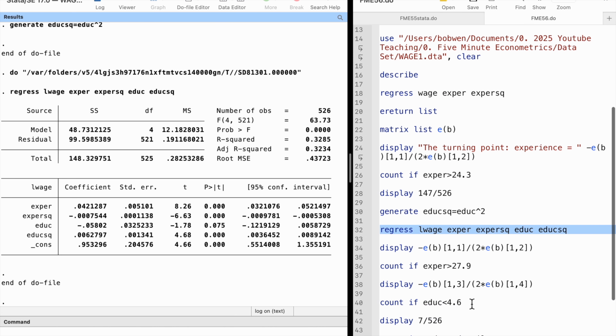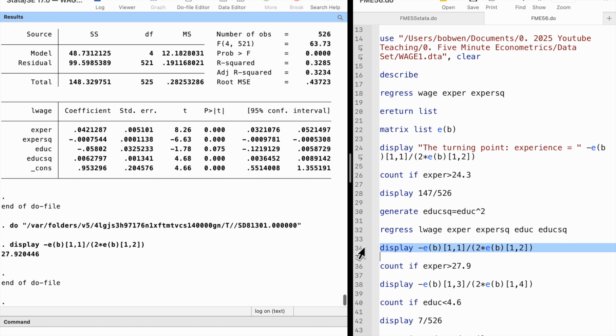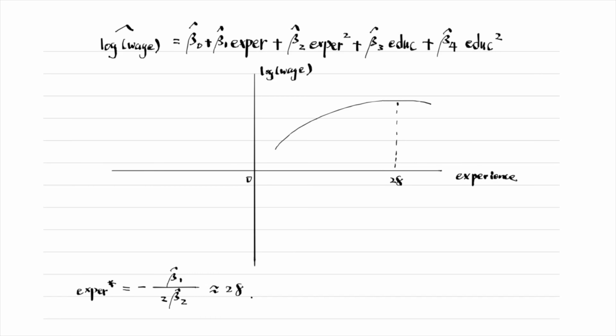The experience still exhibits diminishing marginal effect on the hourly wage. The turning point is at 28 years of experience now. The quadratic relationship is illustrated in the graph.